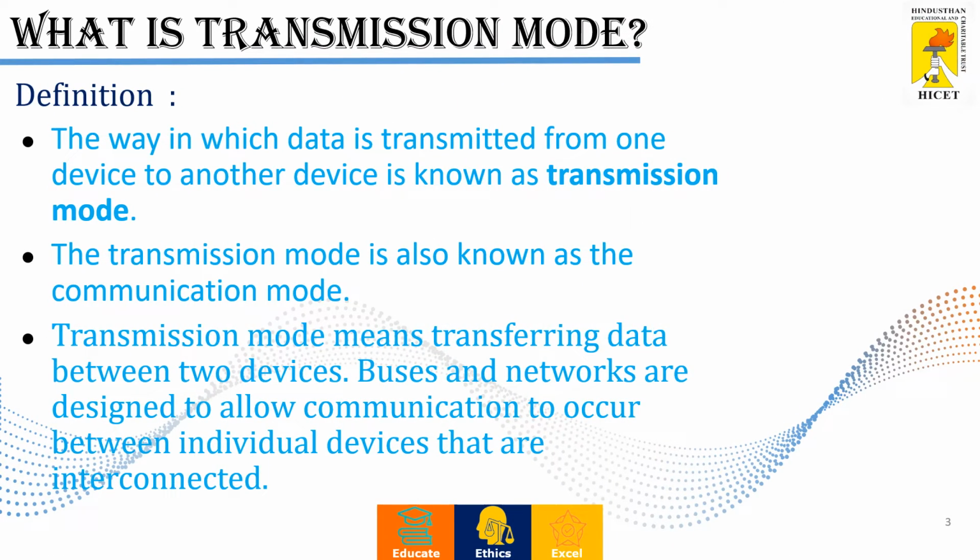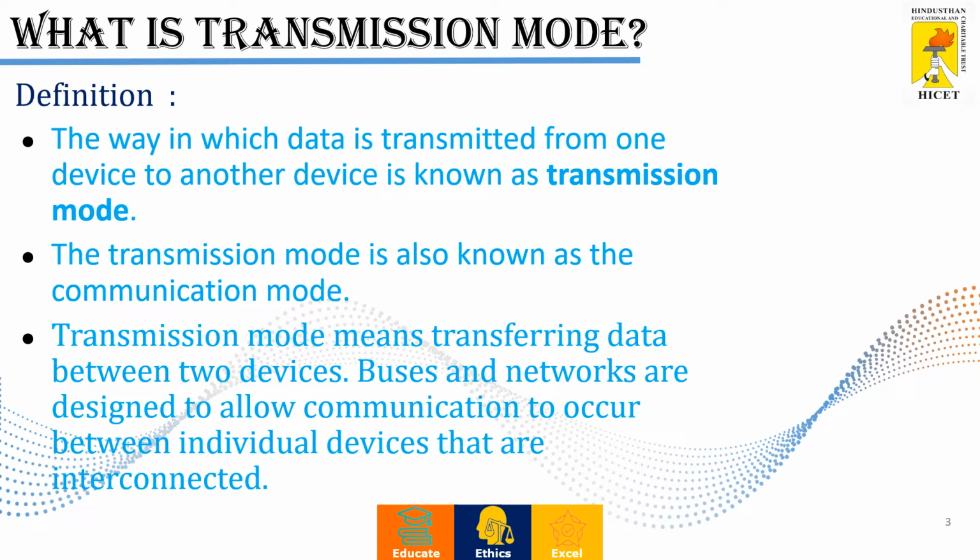The transmission mode is also known as the communication mode. The way in which the data is transmitted from one device to another device is known as a transmission mode. Each communication channel has a direction associated with it, and the transmission media provide the direction. Therefore, the transmission mode is also known as the directional mode. The transmission mode is defined in the physical layer.